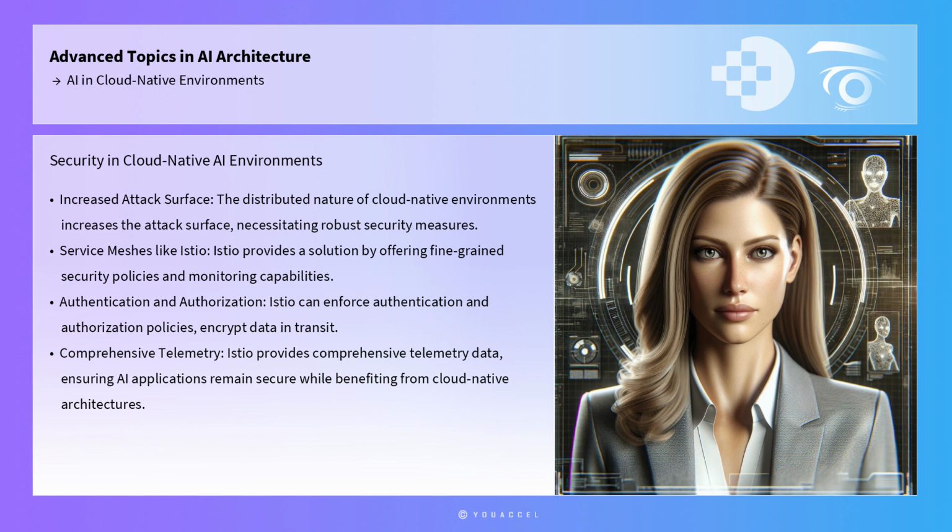Security is a paramount concern when deploying AI in cloud-native environments. The distributed nature of these environments increases the attack surface, necessitating robust security measures. Service meshes like Istio provide a solution by offering fine-grained security policies and monitoring capabilities. Istio can enforce authentication and authorization policies, encrypt data in transit, and provide comprehensive telemetry data, ensuring that AI applications remain secure while benefiting from the scalability and flexibility of cloud-native architectures.